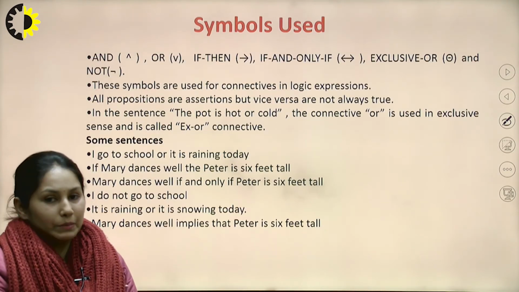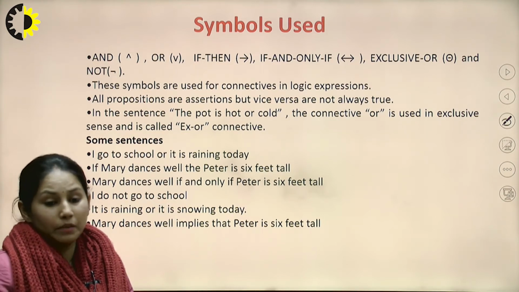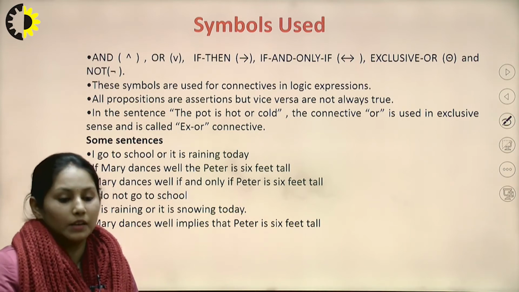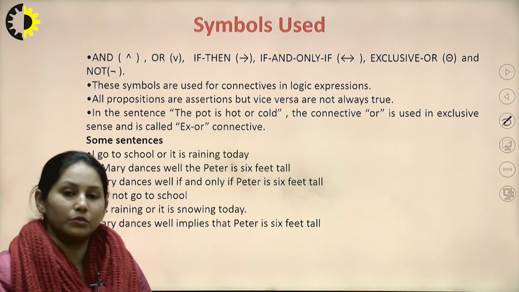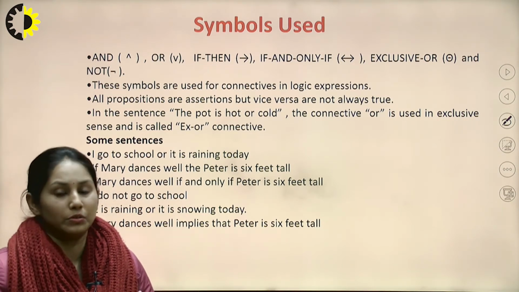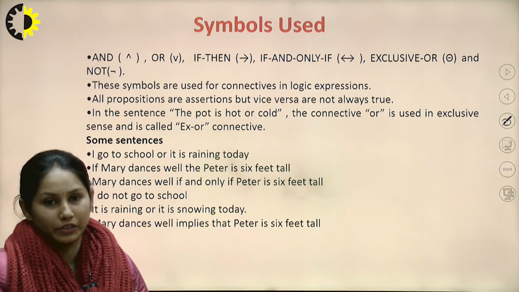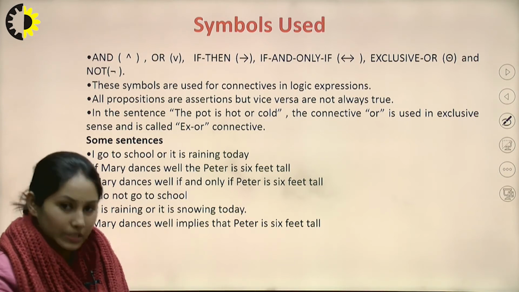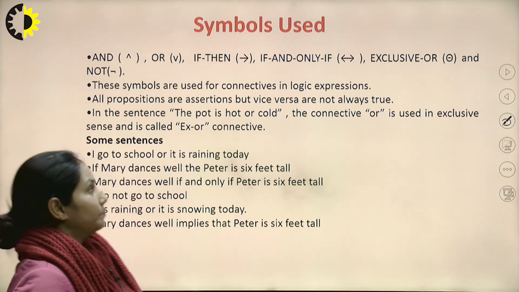Now, what are the symbols used for these connectives? When we are playing with all these sentences, we have to use some connectives. So you are actually reducing these English statements into a kind of mathematical form. When you are reducing these statements, you have to use some kind of letters or connectives or symbols. So in this slide, we will use these particular symbols for reducing a statement into a mathematical form.